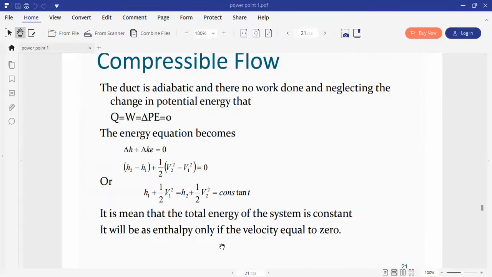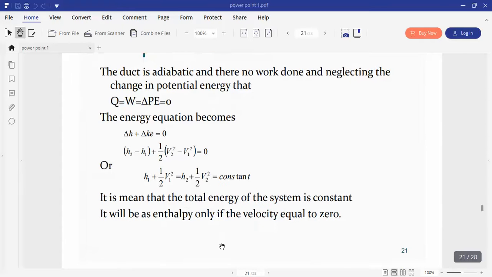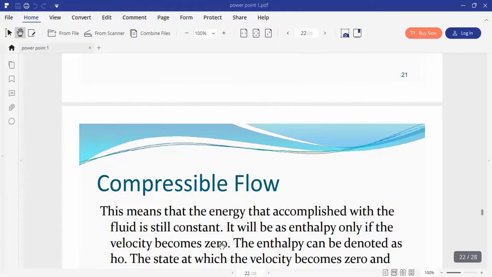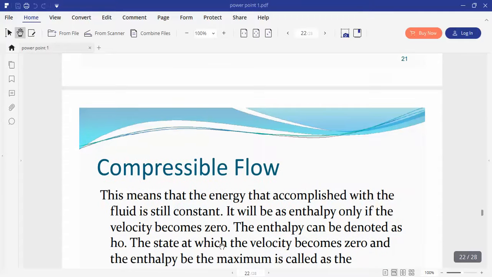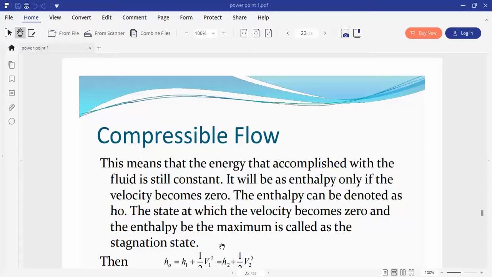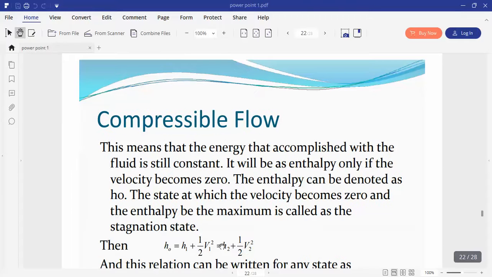It will be as enthalpy only if the velocity equals 0. This means that the energy that accompanies the fluid is still constant. It will be as enthalpy only if the velocity becomes zero. The enthalpy can be denoted as H0, stagnation enthalpy. The state at which the velocity becomes zero and the enthalpy is maximum is called the stagnation state.